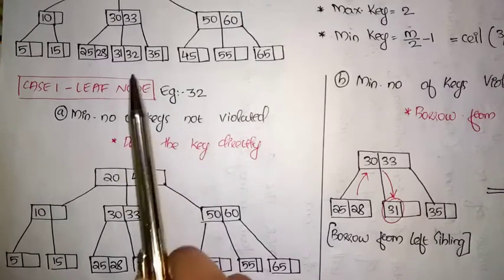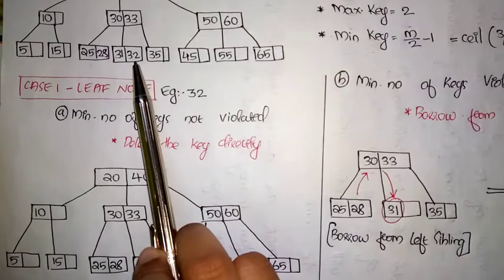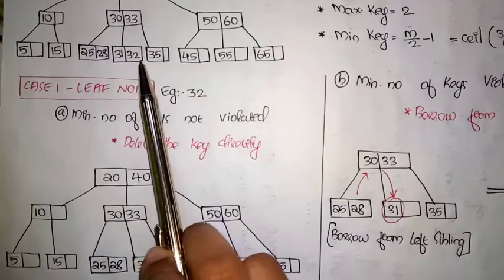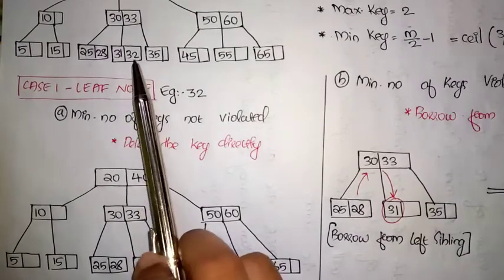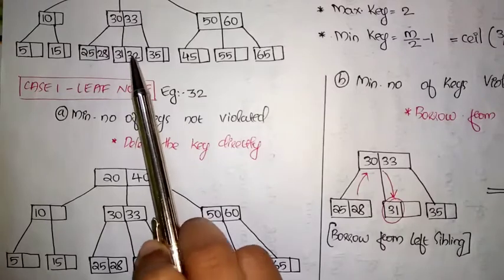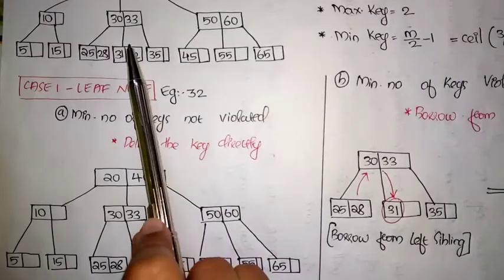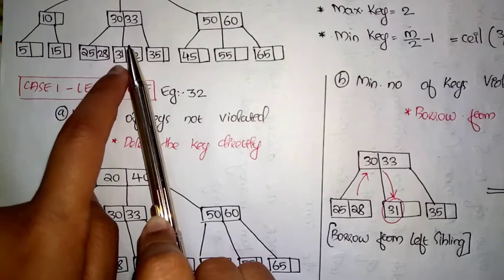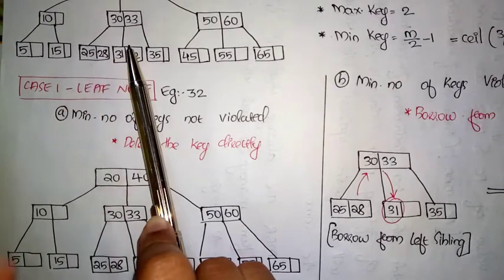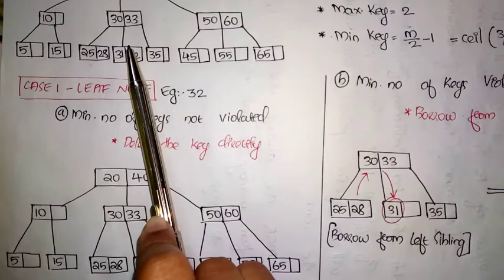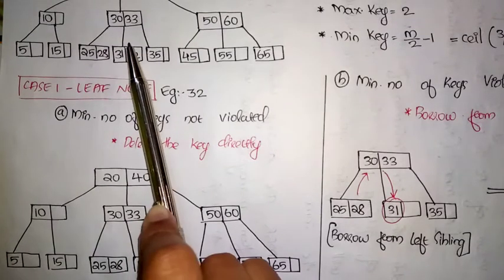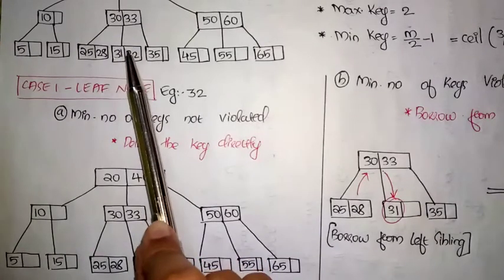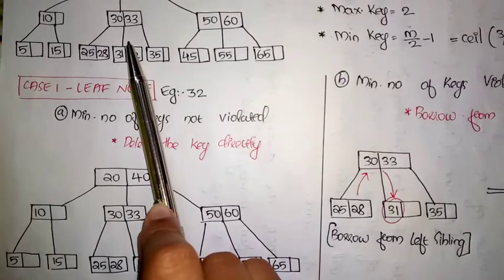Let's see an example. Here we know that 32 is a leaf node. It does not have a right child or a left child. If I am deleting this 32, suppose that 32 is not here, in this specific node the number of keys becomes 1. So the minimum key is 1. So by deleting 32, this is not at all violating our condition, right? The minimum number of keys is 1 and that is preserved even after we delete this 32.